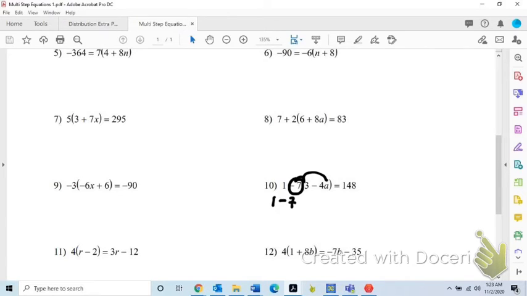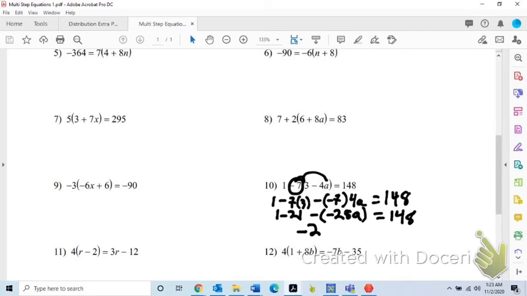So we have 1 minus 7 times 3. We bring down that negative from the 3 minus 4a. And then we do the negative 7 times 4a equals 148. Let's clean that up a little bit. We're going to do the multiplication. 7 times 3 is 21. Minus negative 7 times 4 is negative 28a equals 148.